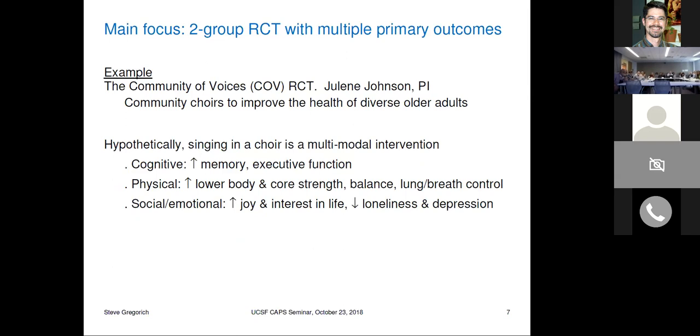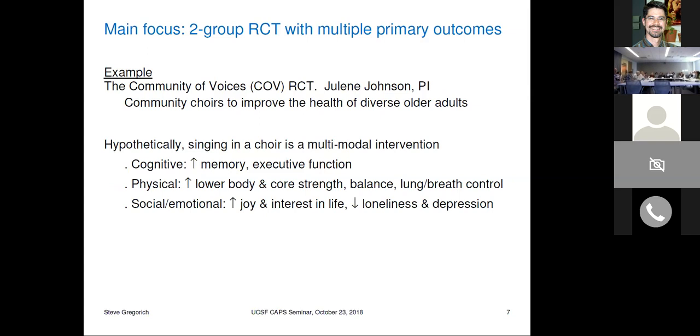And this is just an example study that I was involved in. It's called Community of Voices. Julie Johnson is here at UCSF in the School of Nursing, and it was her study. Got a perfect score on its 1 point, perfect NIH review score. Wow. 10. First submission? First submission. Whoa.